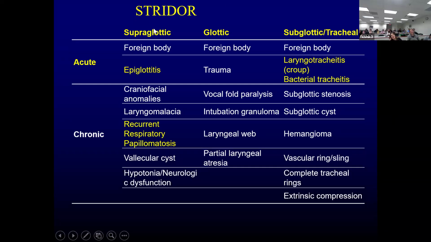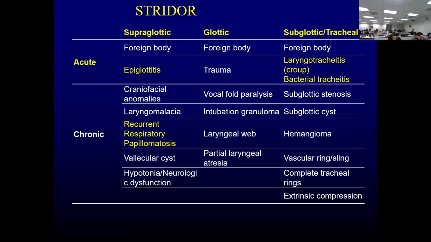All right, it's the end of the day. Supraglottic is epiglottitis. Inflammation of the epiglottis can cause stridor. It's an infectious disease. We'll talk about that. Another thing that is important, at least in this part of the world, is recurrent respiratory papillomatosis. This occurs with stridor at the time of birth. It is a viral infection, okay?